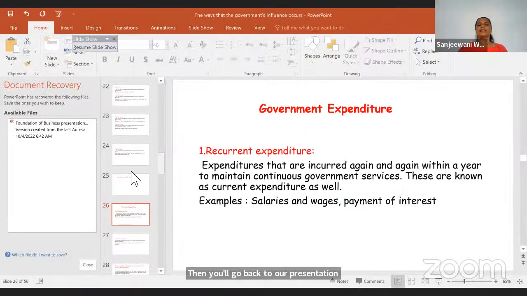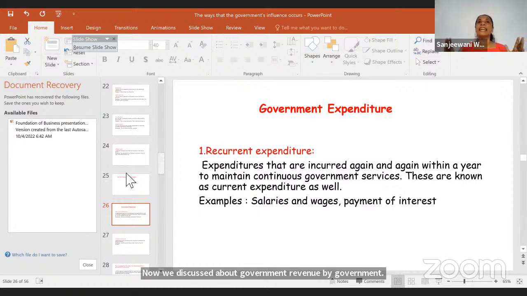Then we'll see the government expenditure. Now we discussed government revenue, right? Government revenue is the government income. How can the government gain the income? From tax and non-tax. So the second one is government expenditure. Government expenditure you can divide into two: recurrent expenditure and capital expenditure.